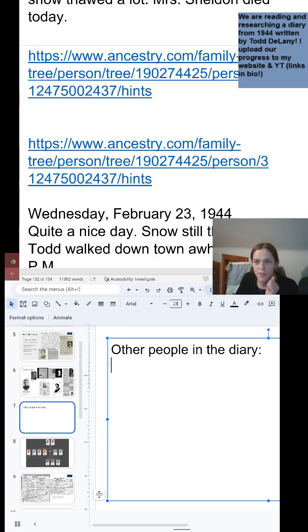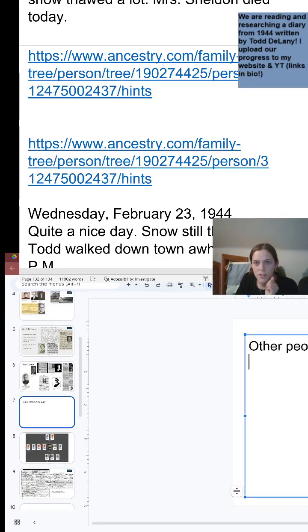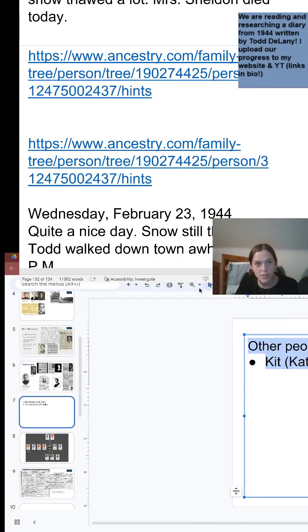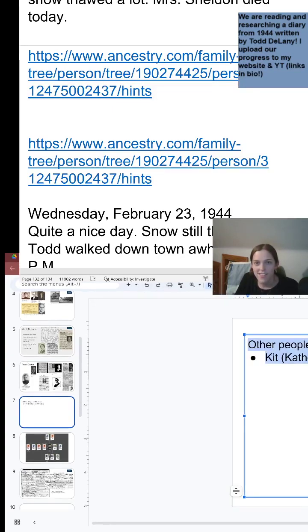Hold on, let me see if I can make a bulleted list. Again, it's windowed, so it's strange. I don't see everything. There we go. Okay, so let me put in Kit, and that was short for Catherine, and Pauline, and they're mentioned together a lot, so I'll keep them together. I'm going to make this font smaller. Oh, it's not easy when it's closed and it's smaller. There we go. Now you guys should be able to see it again. Okay, I can make it even smaller than that, actually, because we're not going to be able to see much.